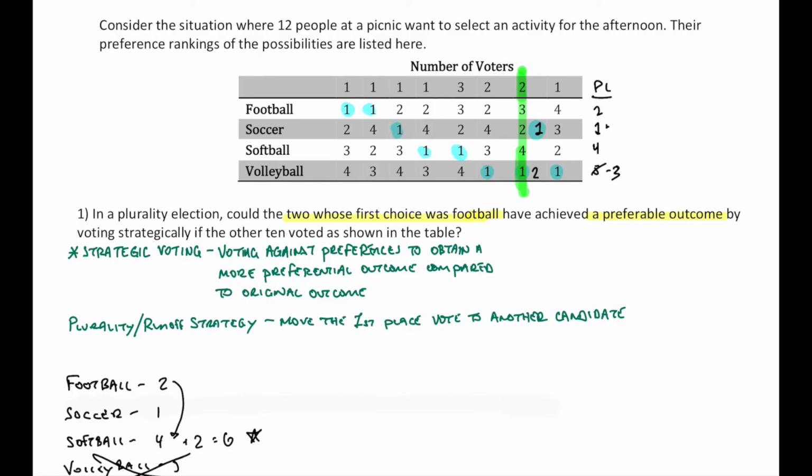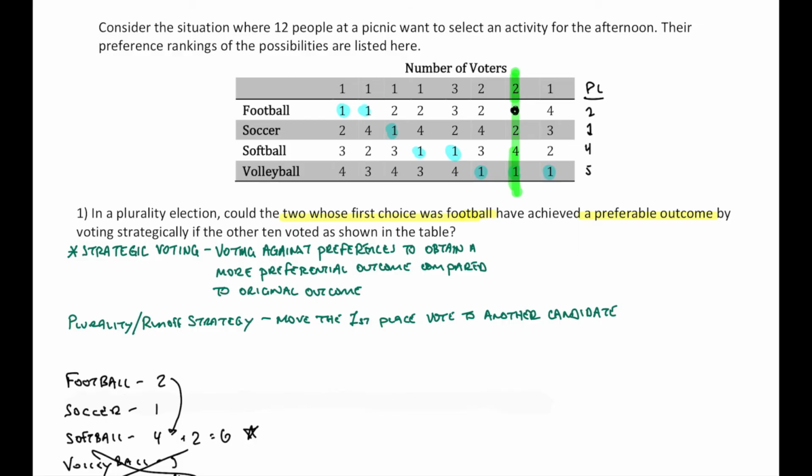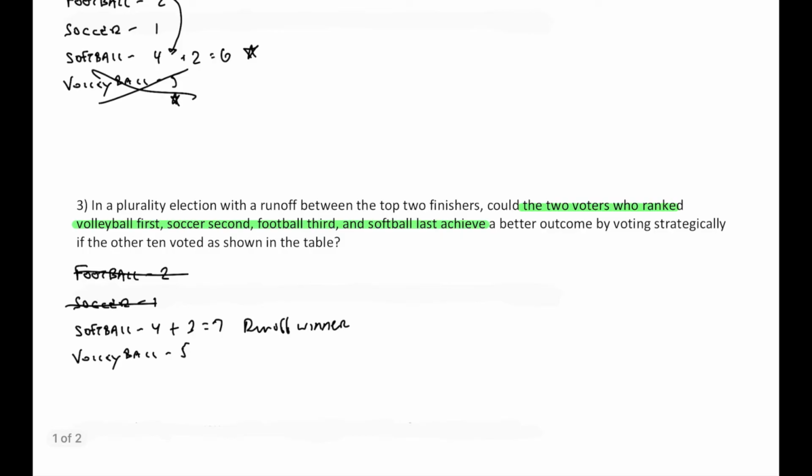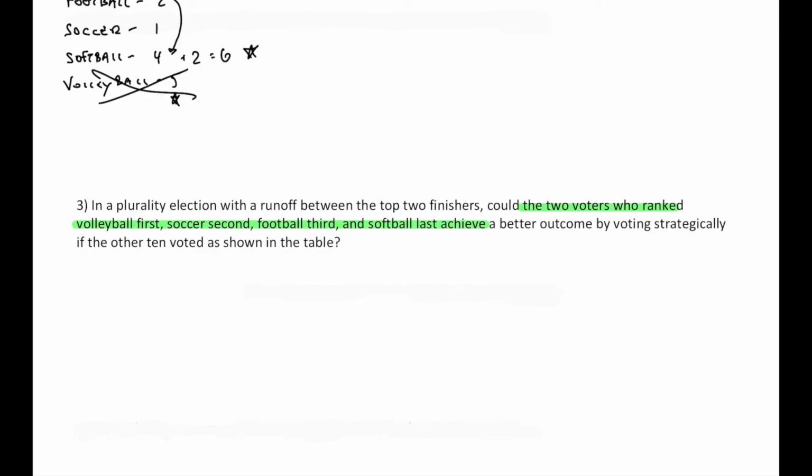So instead, what's going to happen if we take that 1 and move it to our 3rd place? So I'm going to drop that 3 for football, put 1 for football, and make volleyball our 3. It's going to take 2 votes away from volleyball. It's going to add 2 votes to football, bringing football up to 4 votes. Now we at least have 2 top finishers. So when we make this switch, we're going to have a runoff between football and softball. Football starts with 4.